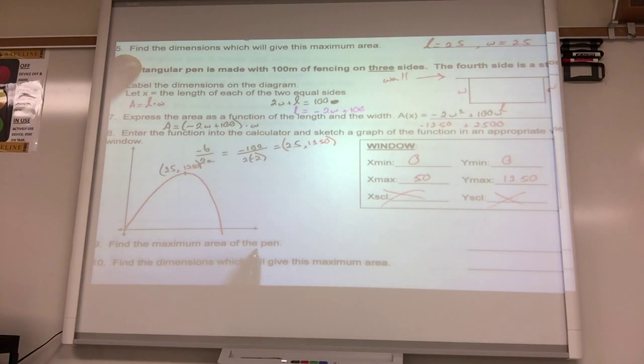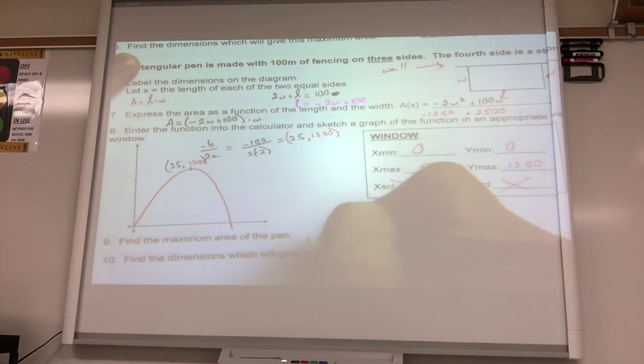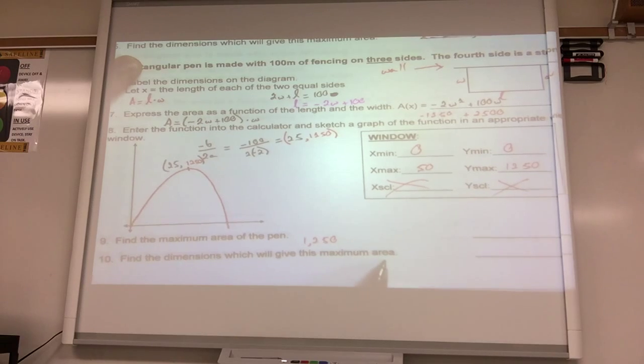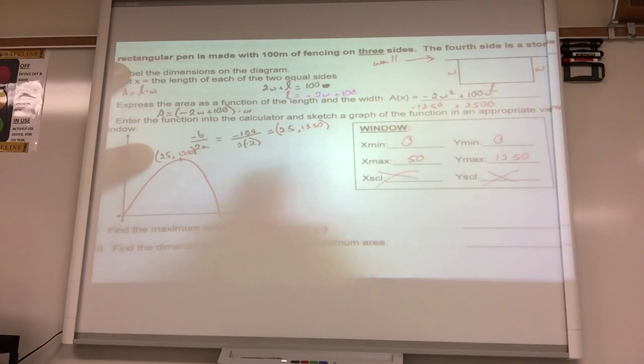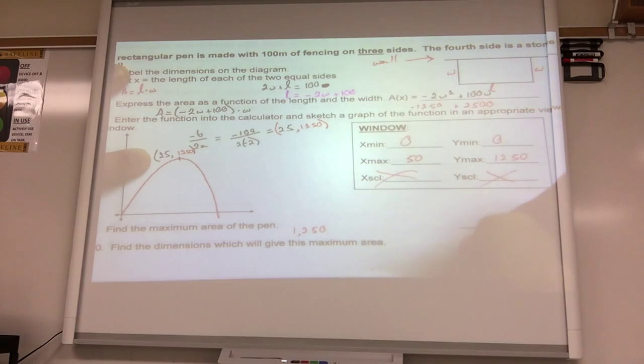Find the maximum area of the pen. We've already got it, 1,250. Find the dimensions which give that maximum area. Well, we know that, here's what we just graphed, the width is the 25 right here. So we know that the width is 25, and I'm going to use that width of being 25 to answer what's the length. The question is now, the length equals what?